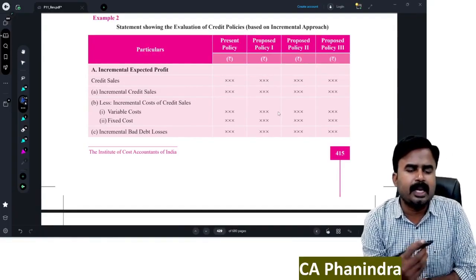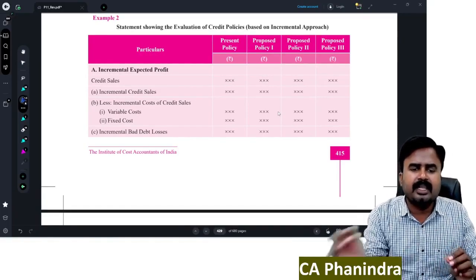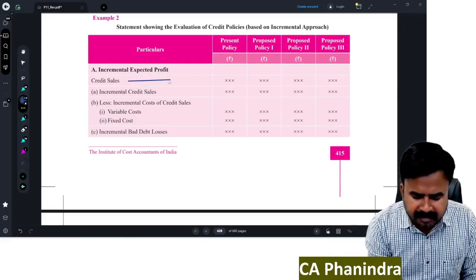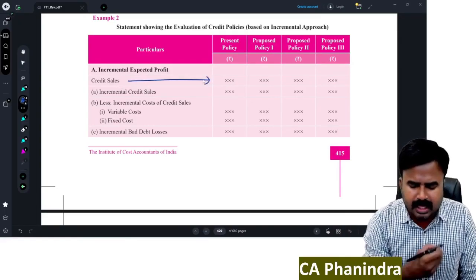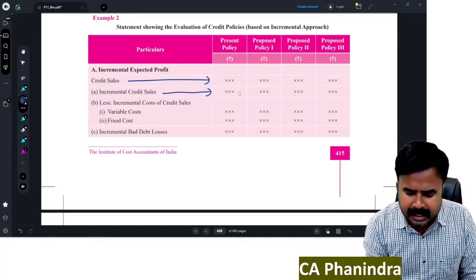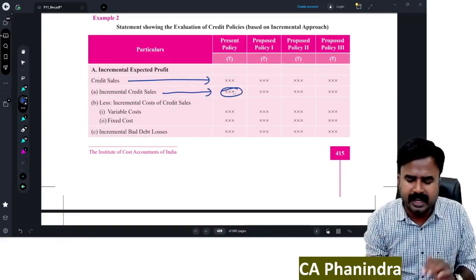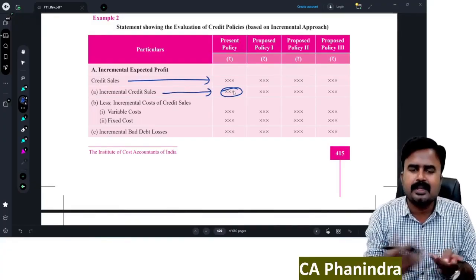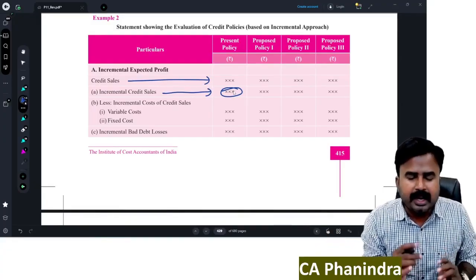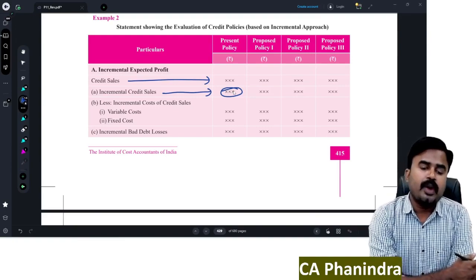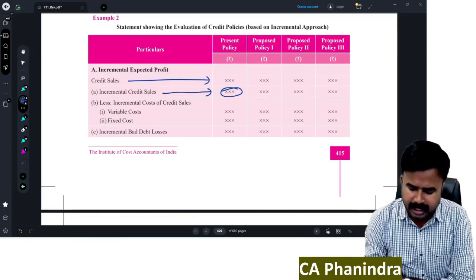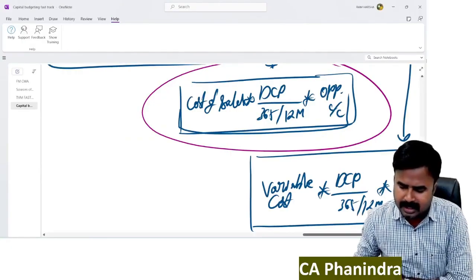So what is this incremental approach? Simple. Every time take the additional value. Incremental expected profit. I've taken credit sales of every policy. Then what is my next job? I must calculate incremental credit sales. When you take incremental credit sales, you don't take the present policy value. How to calculate incremental value, whether it is sales or expenses, anything? Incremental value is equal to value under proposed policy minus value under existing policy.